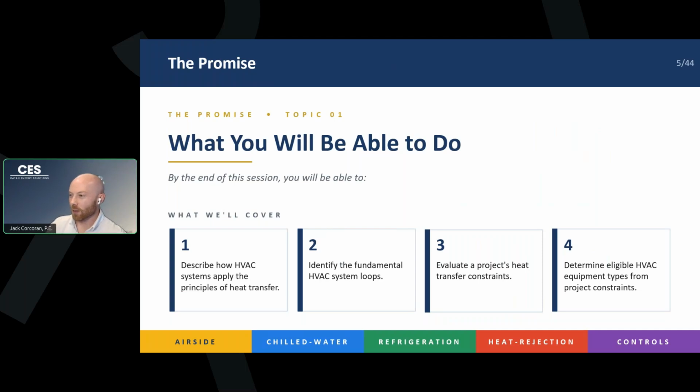Third, we're going to ask the right questions. We're going to look through the constraints of an example project to demonstrate what the process looks like for selecting different types of equipment. And lastly, we're going to match the constraints to a piece of equipment. And as I said, we're going to have a few examples at the end.